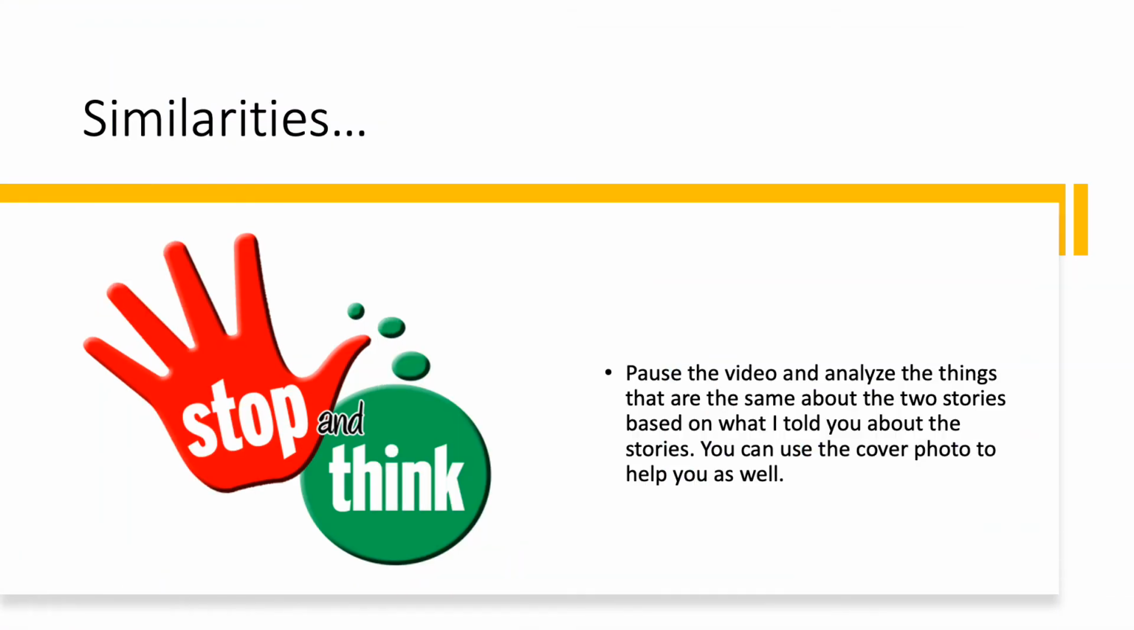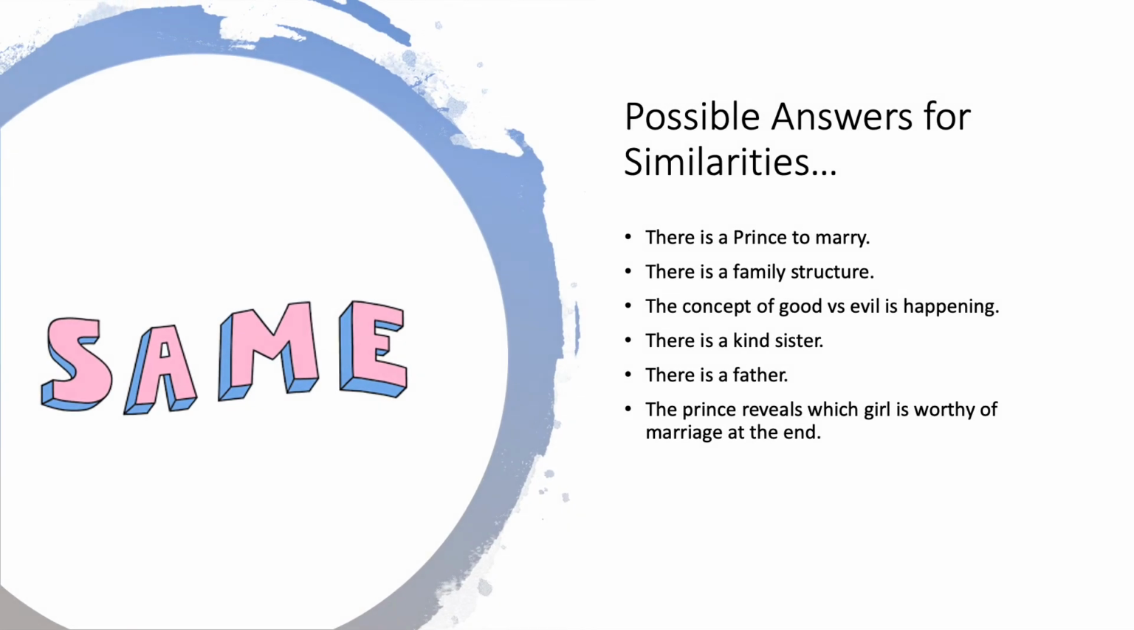Similarities. Pause the video and analyze the things that are the same about the two stories based on what I told you about the stories. You can use the cover photo to help you as well. Possible answers for similarities. There is a prince to marry. There is a family structure. The concept of good versus evil is happening. There is a kind sister. There is a father. The prince reveals which girl is worthy of marriage at the end.